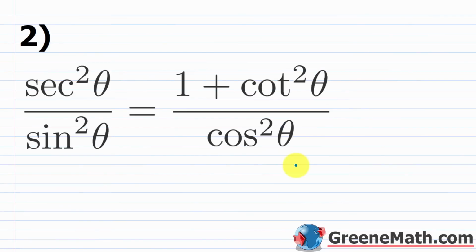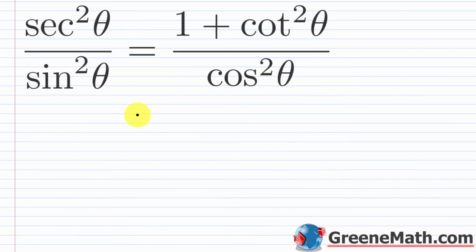All right, let's take a look at the second problem. So here we have secant squared theta over sine squared theta, and this is going to be equal to 1 plus the cotangent squared theta over the cosine squared theta. So I'm going to consider, again, this guy on the left to be more simple and the guy on the right to be more complex. So let me format this way.